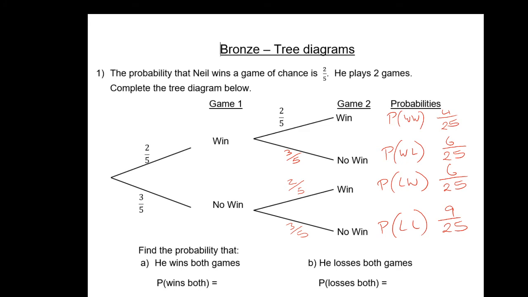Find the probability that he wins both games. So win-win, 4 over 25. The probability he loses both games, 9 over 25. So that's kind of your grade 3, 4 kind of question. Okay, so let's have a look at the next one.